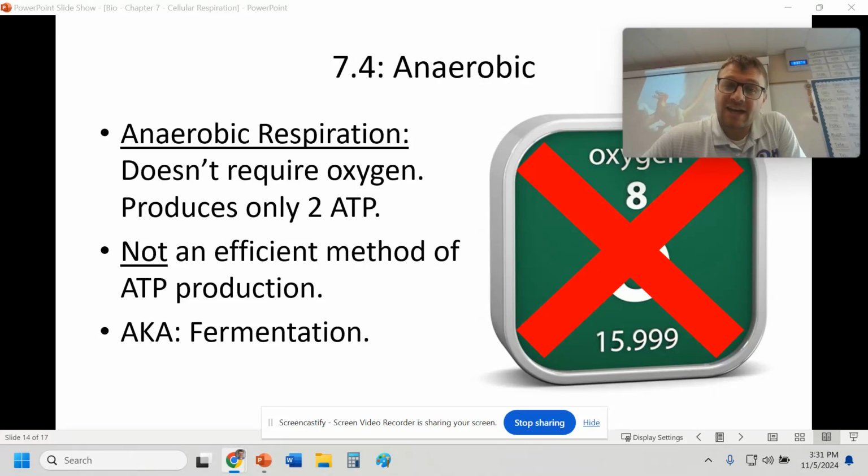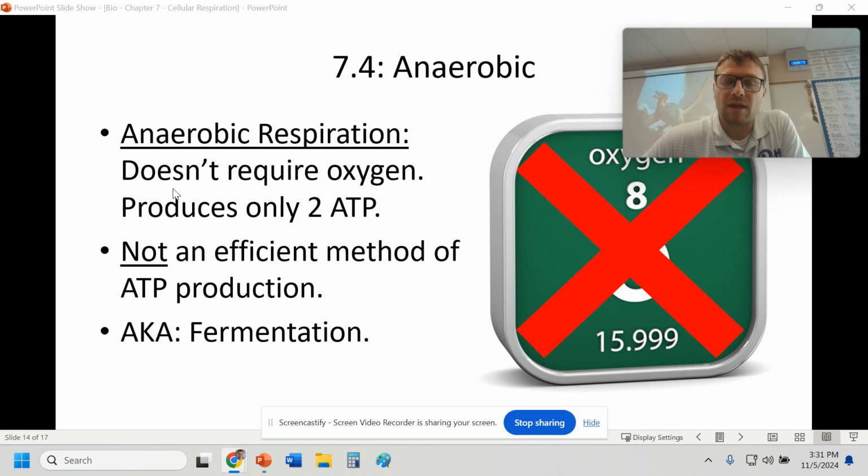7.4 is going to be kind of the exact opposite. It's about anaerobic respiration. This is where your body uses glucose, but it's not using oxygen, and it's only producing a little bit of ATP. This is not an efficient method of ATP production. And you might think, why would my body do this? Why would it produce only a little bit of ATP when aerobic respiration produces a lot of ATP?